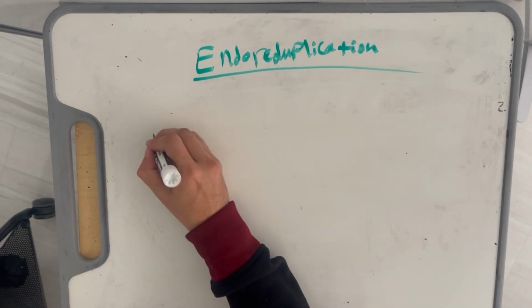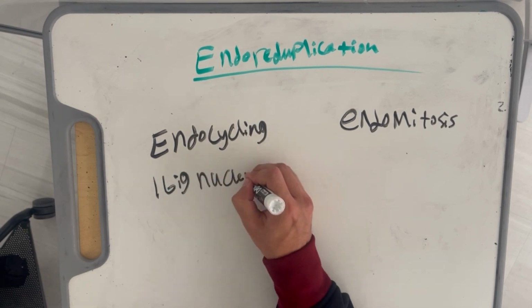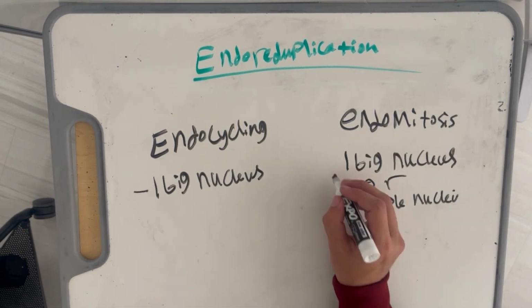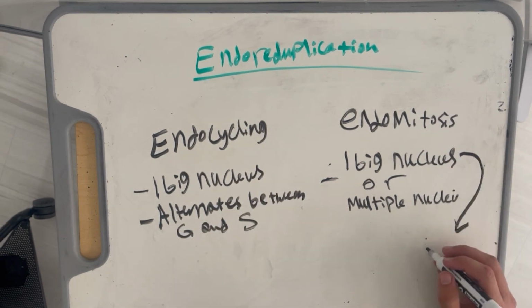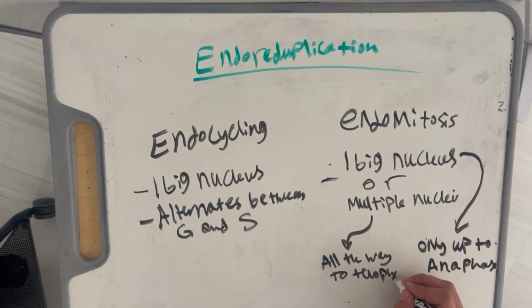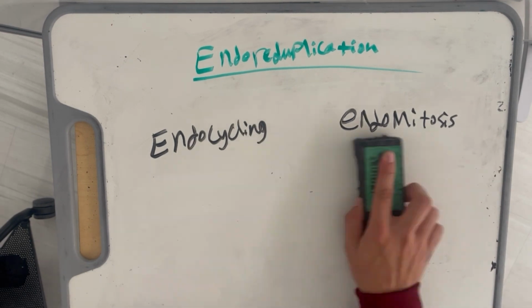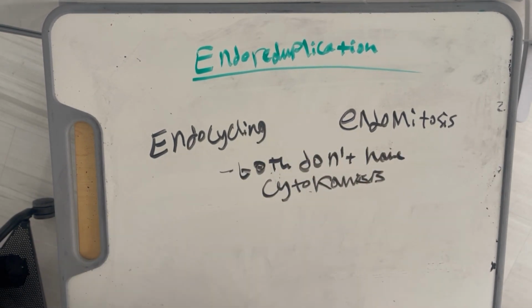Now let's quickly summarize key differences between both endocycling and endomitosis. Endocycling forms 1 big nucleus. It alternates between G and S phases. However, endomitosis can form 1 big nucleus also only if it goes up to anaphase, or it can form multiple nuclei if it goes all the way up to telophase. However, both of them don't undergo cytokinesis, and only endomitosis goes through partial mitosis.